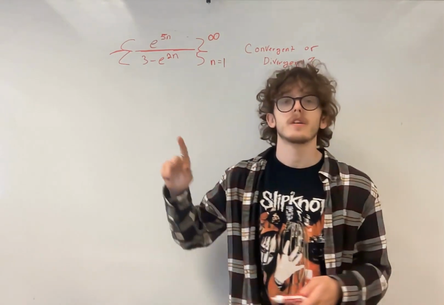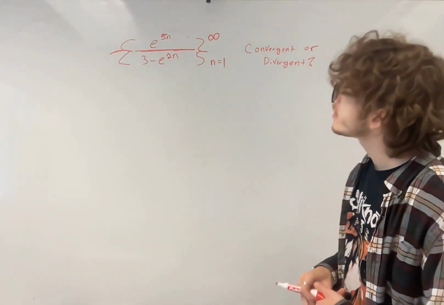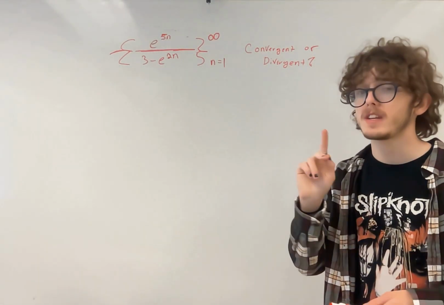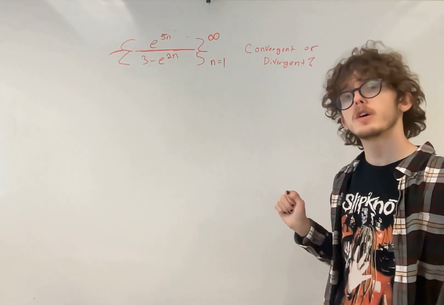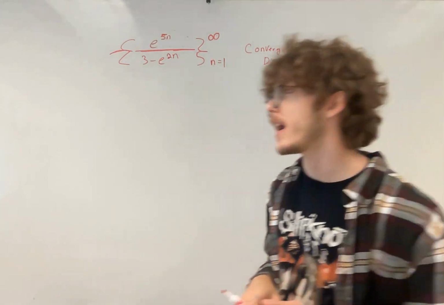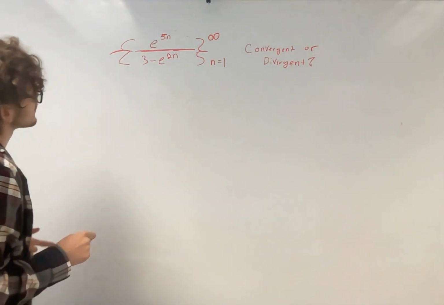So we are asked, for this sequence, e to the 5n over 3 minus e to the 2n, starting at 1 and going to infinity: at infinity, does it converge to one value, or does it diverge? Let's go ahead and determine if it really is convergent or divergent, and if it's convergent, which value are we converging to?